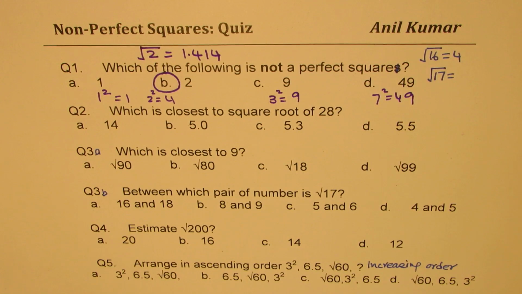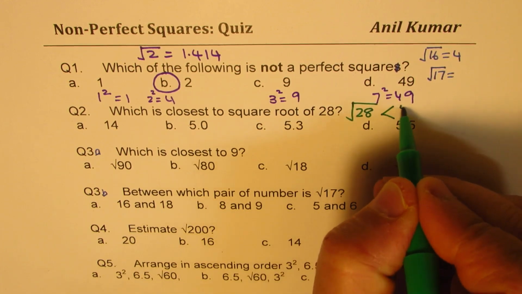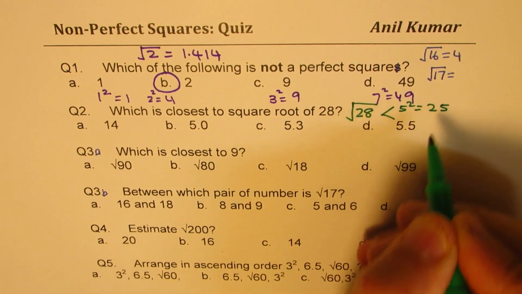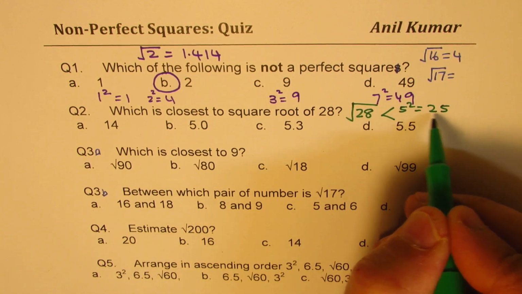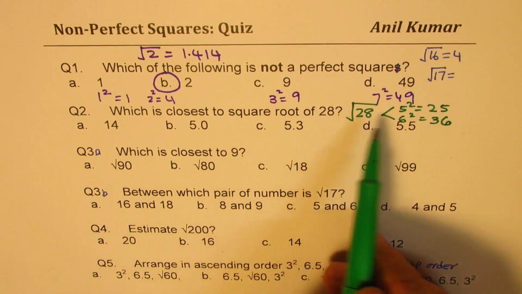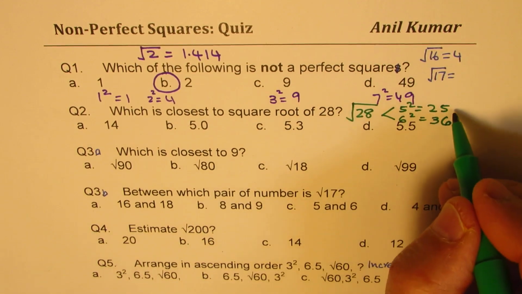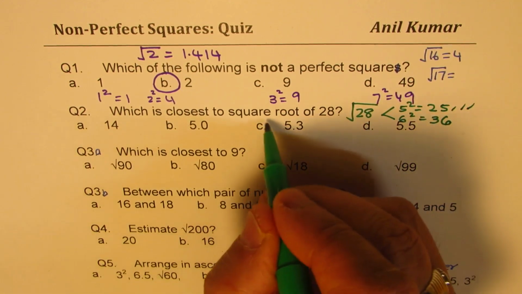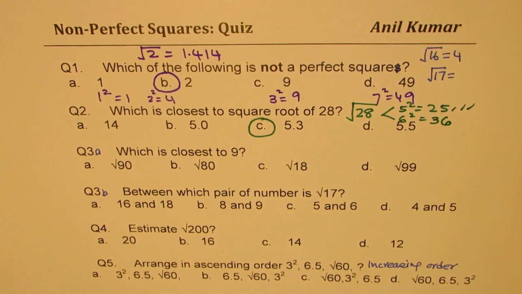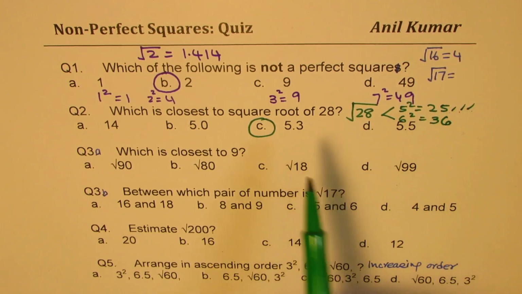Question number 2. Which is closest to square root of 28? So when I say square root of 28, we know that 5 square is 25, right? So it has to be more than 5 square, which is 25, and less than 6 square, which is 36. Now 28 is closer to 5, right? It's just 3 units away. 5, 25, 26, 27, 28. So 5.3 is a good option. Do you see that? 5 square is 25, then 26, 27, 28, 3, decimal 0.3.